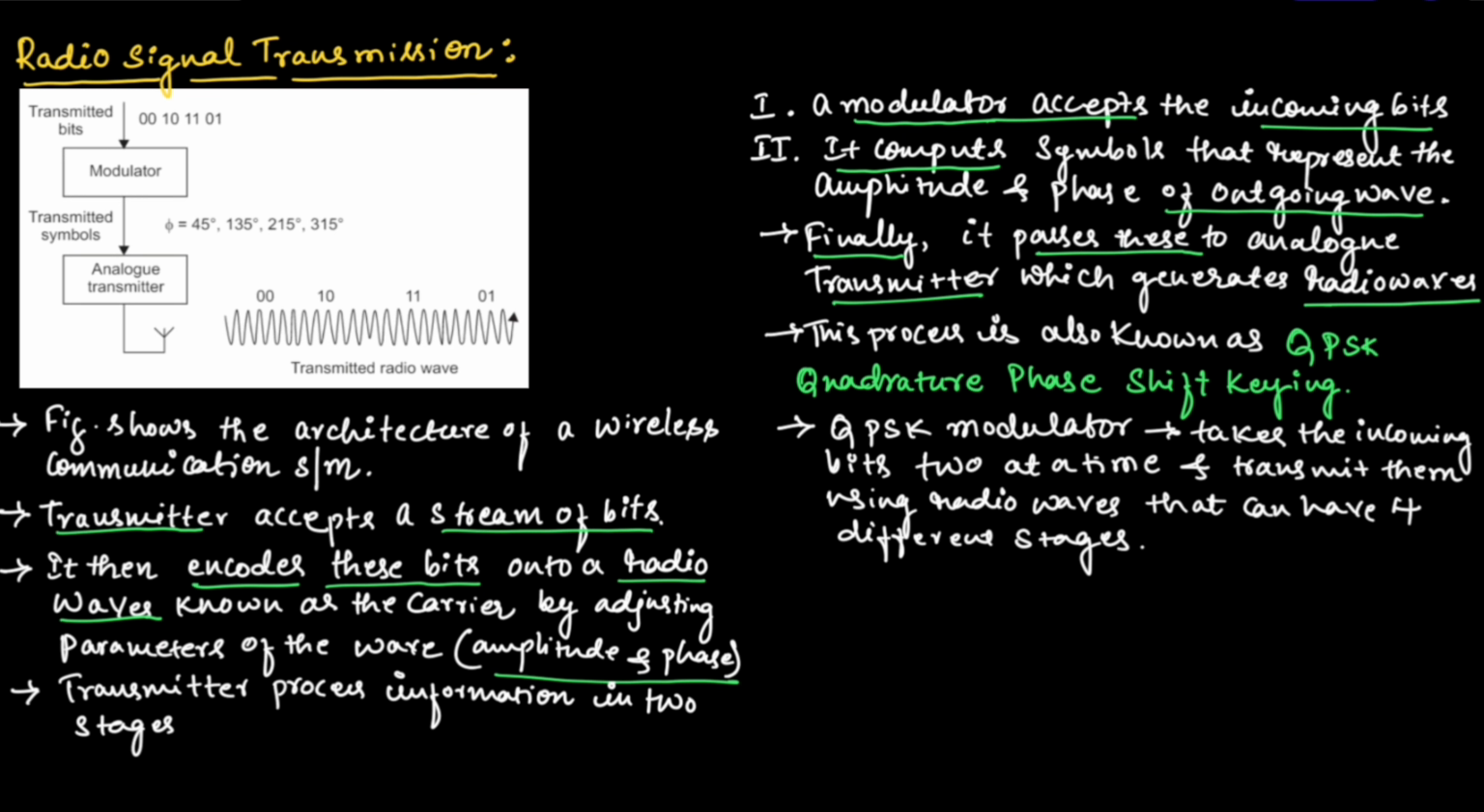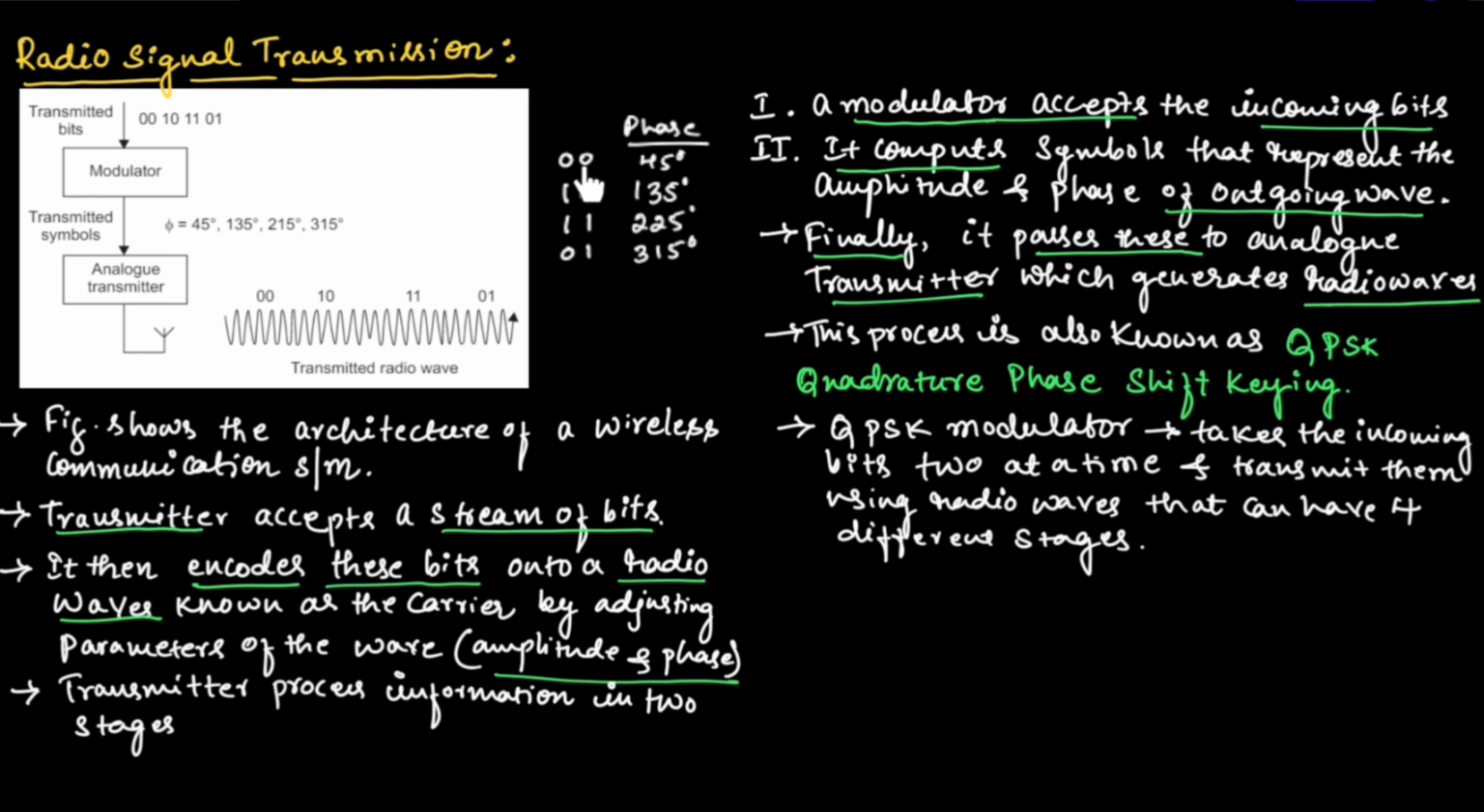For example, we can arrange two bits as 00, 10, 11 and 01. Corresponding to these bits, it can have the phase as 45 degrees, 135 degrees, 225 degrees and 315 degrees. So the QPSK modulator takes incoming bits two at a time and transmits the radio wave with four different phases.